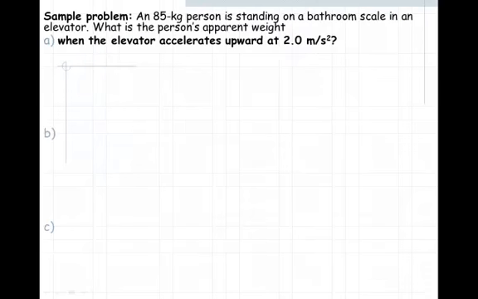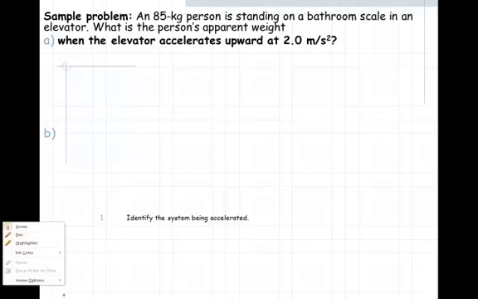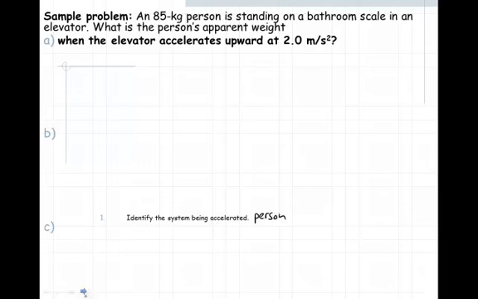Okay, in this sample problem, an 85 kilogram person is standing on a bathroom scale in an elevator. We want to know what the person's apparent weight is when the elevator accelerates upward at 2 meters per second squared. So our first step is identify the system being accelerated. And in this case, the system being accelerated is the person. Then we want to identify the coordinate system. So up is positive, down is negative.